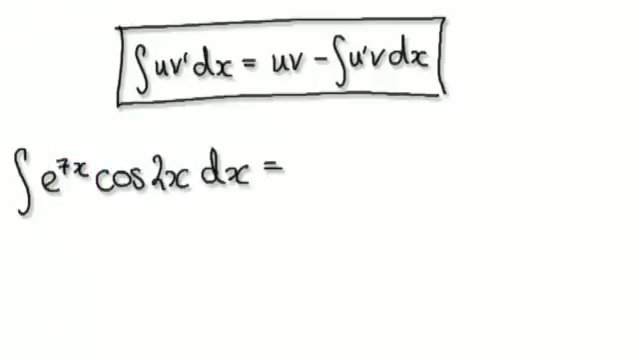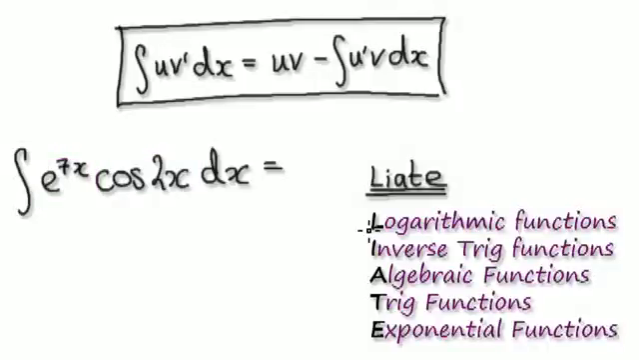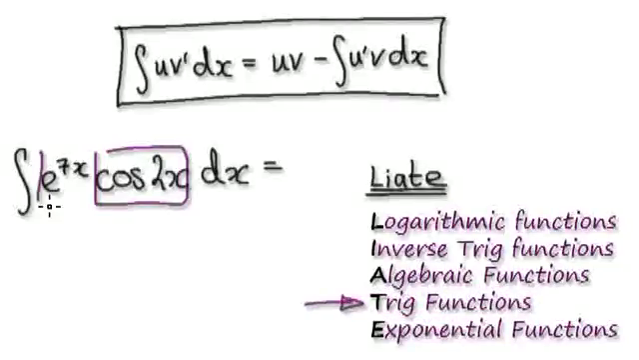As a rule of thumb, follow this list. We are working our way down the list here. So if you look at this here, we've got a trig function, and then this is our exponential function, which is right at the bottom of the list. Make u to be the higher of the two.